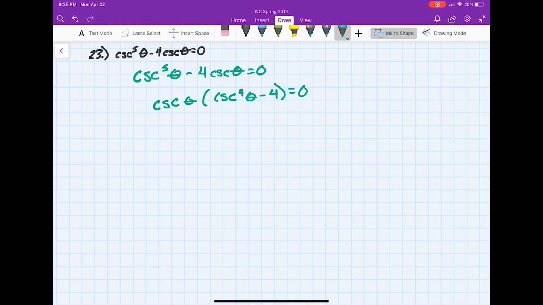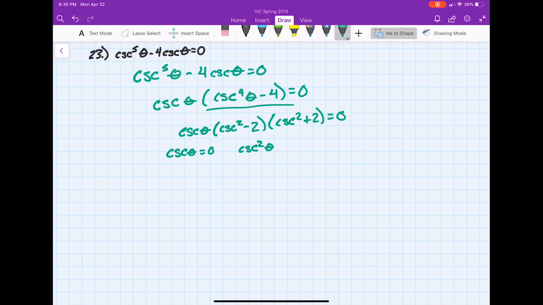Now we can further factor what we have inside the quantity here because it's a difference of squares. So we have cosecant squared theta minus 2, and then we'll have cosecant squared theta plus 2 is equal to 0. Now, of course, this one's still out front. So what would make this 0? Well, cosecant theta can be 0. That would make everything 0.